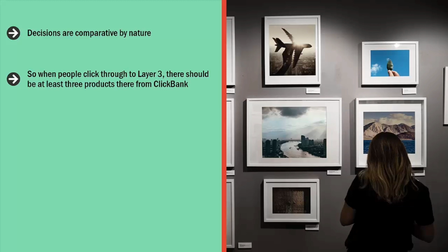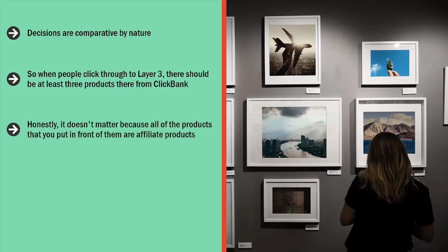Then you do the same for the other products. At that point, your recommended product may stand apart from the rest. Honestly, it doesn't matter because all of the products that you put in front of them are affiliate products. If they pick your suggestion, great. If they don't pick your suggestion and go with another product that you featured, you still make money. Do you see how this works? Sell through comparison. Don't just feature one product because when you do that, you only have one bite at the apple.